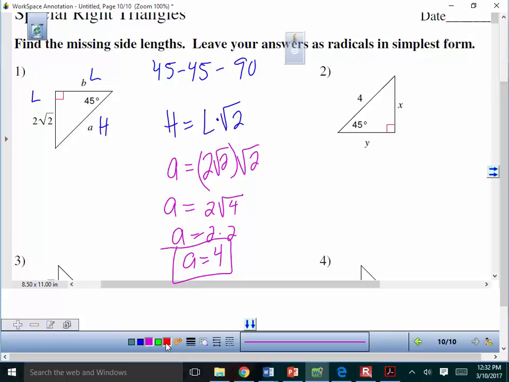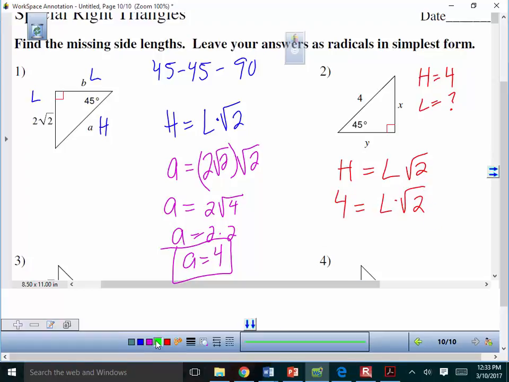On example number 2, we know our formula. This formula, you must know this formula. It will not be given to you, that the hypotenuse is just equal to the length of whatever the leg is times the square root of 2. Now, on number 2, what is h equal to? It's 4. Our leg, we don't know. So 4 is equal to our leg times the square root of 2.